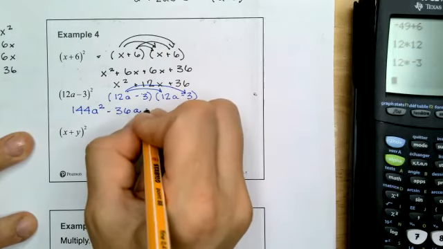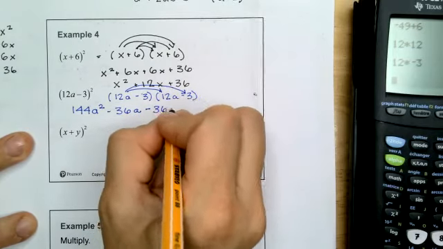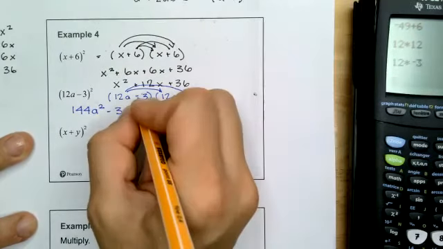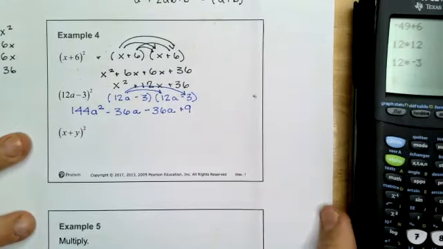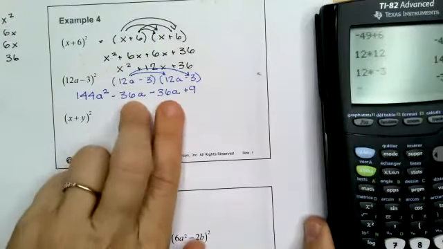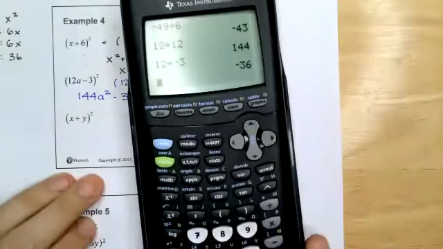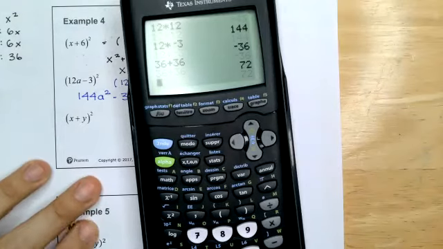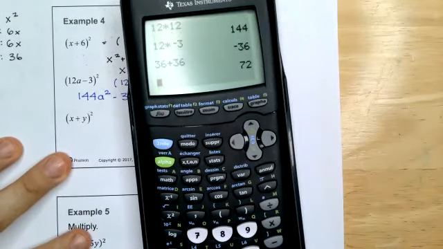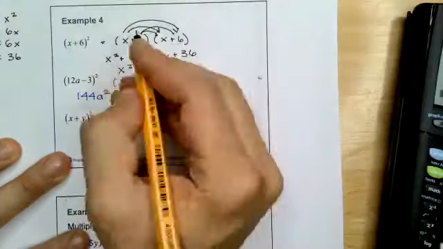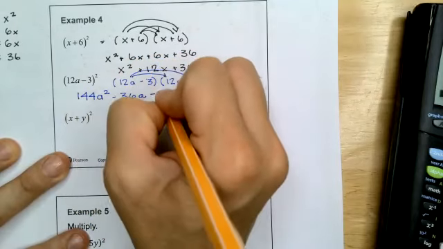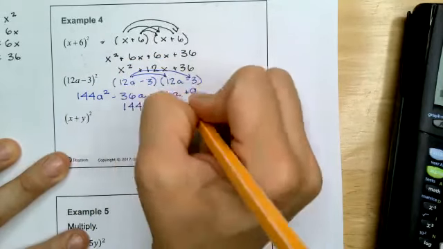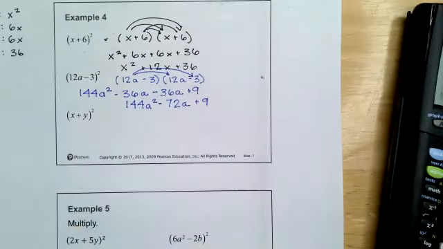Negative 3 times positive 12. So I'm just going to call that negative 36a again. And then negative 3 times a negative 3 is a positive 9. Good. And again, we're combining those two and they're both negative. So we can say 36 plus 36 is 72. So it's a negative 72, or negative 36 minus 36 is a negative 72. 144a squared minus 72a, don't forget your a, plus 9.